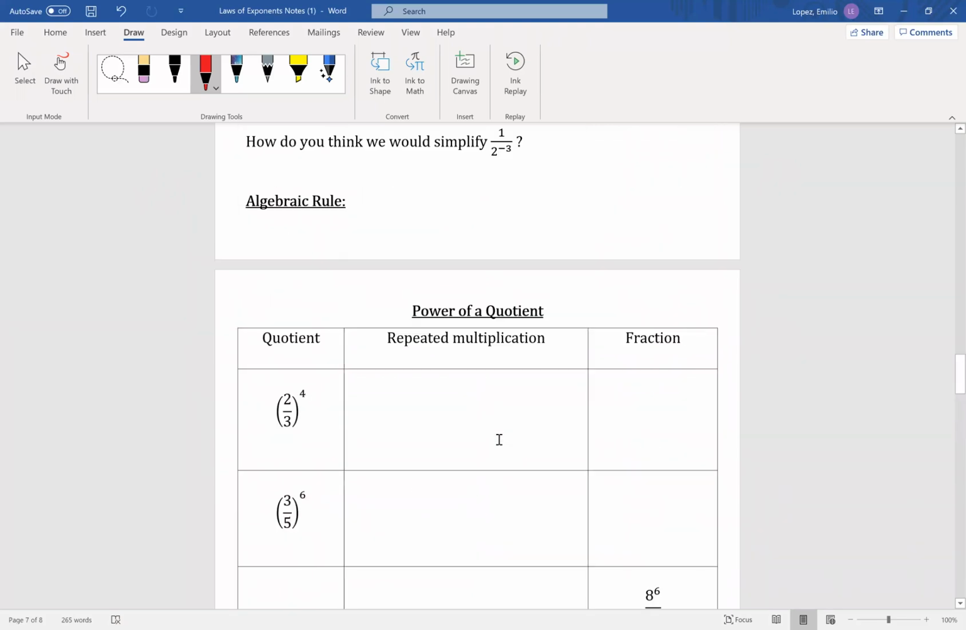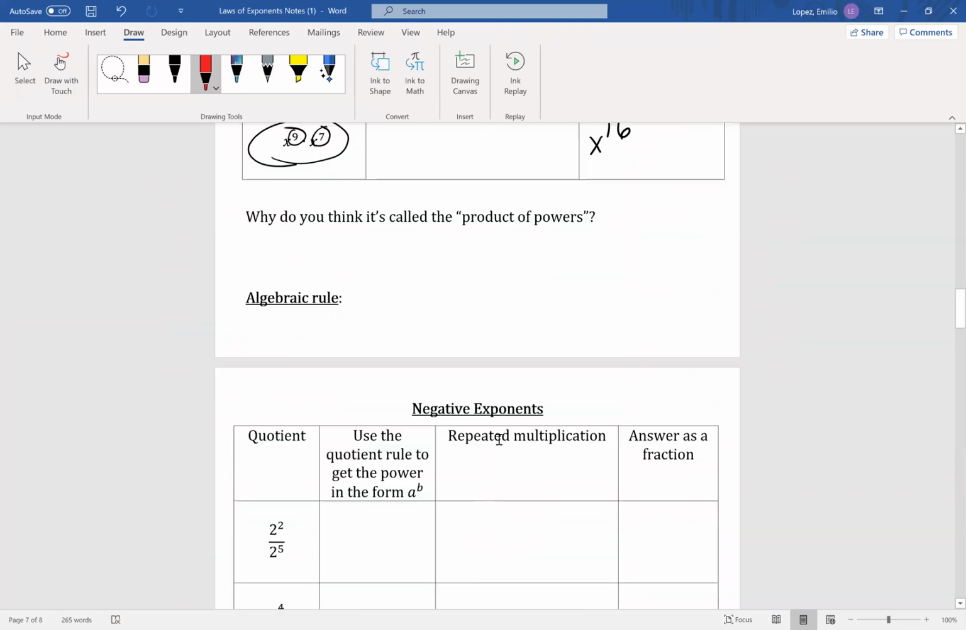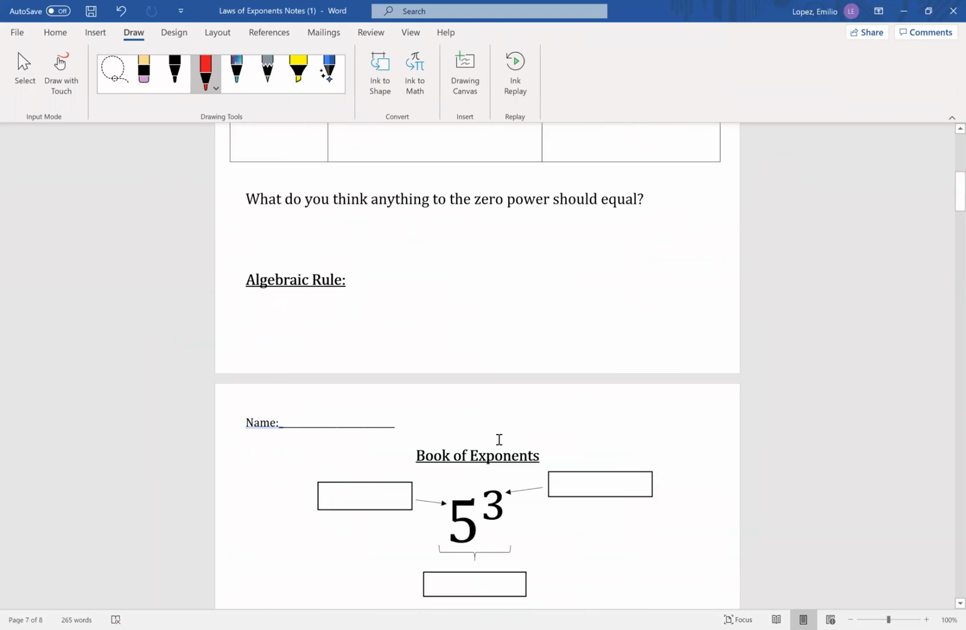Let's see. I'm trying to make sure I go in an order that makes sense, so it doesn't confuse you too much. Okay.